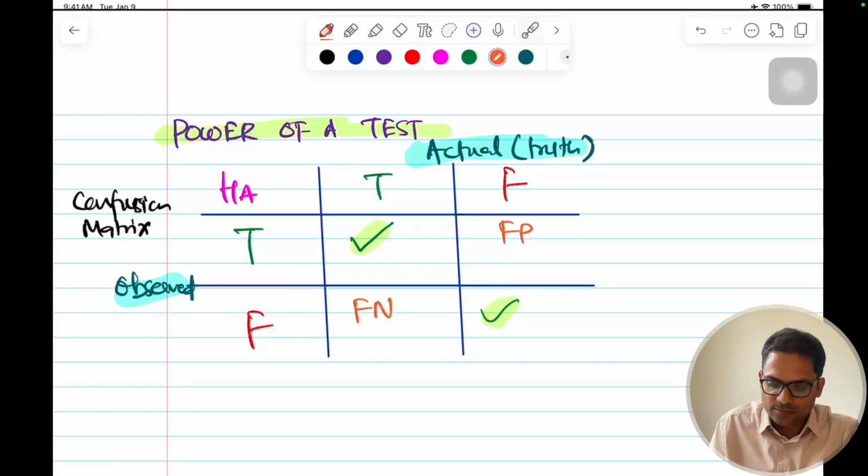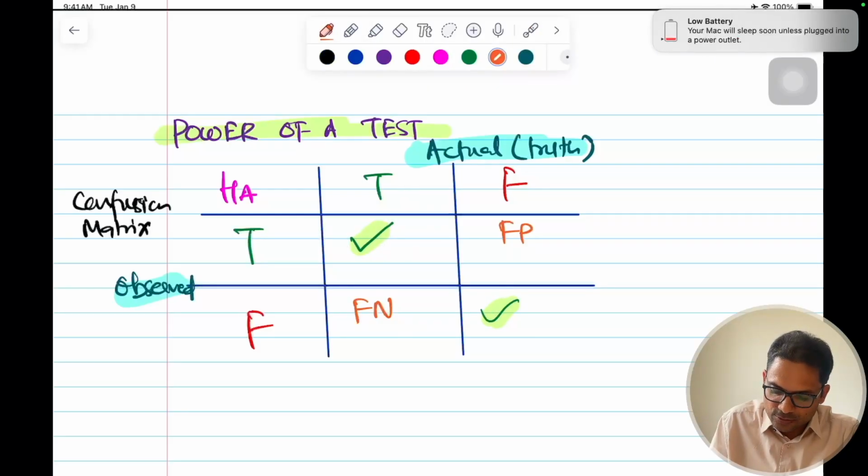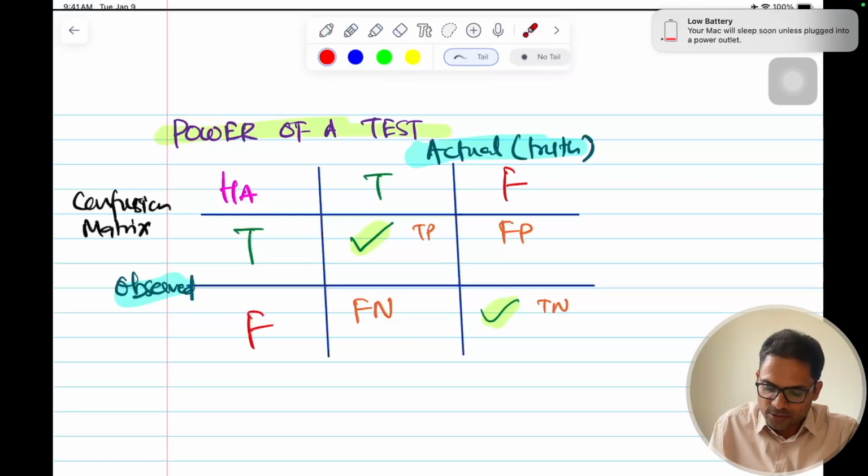Both are false. So these are true is true. This is true positive, true negative. Both are true, no problem. But this is a false positive. It is actually false, but my test is saying that this is true. And actually it is true, but my test says that this is false. So this is a false negative. I hope these terms are clear.